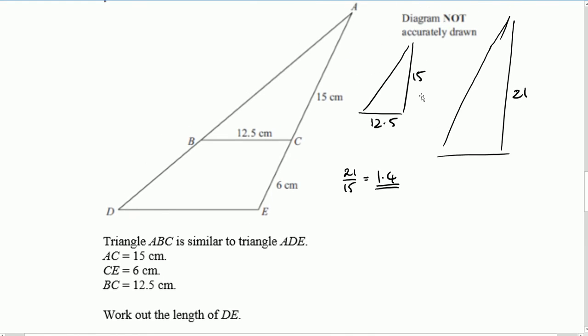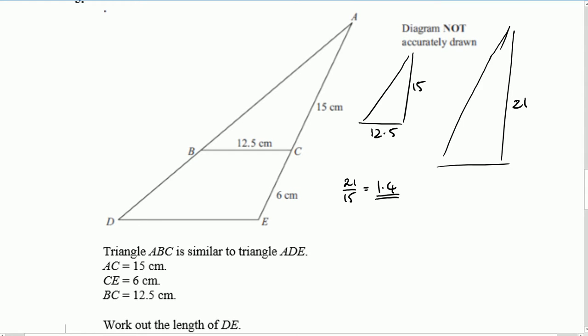I want to work out the length from D to E, which is this length over here on this triangle. There's my corresponding side, so 12.5 times 1.4 will give me my answer. And that's coming out as 17.5 centimeters.